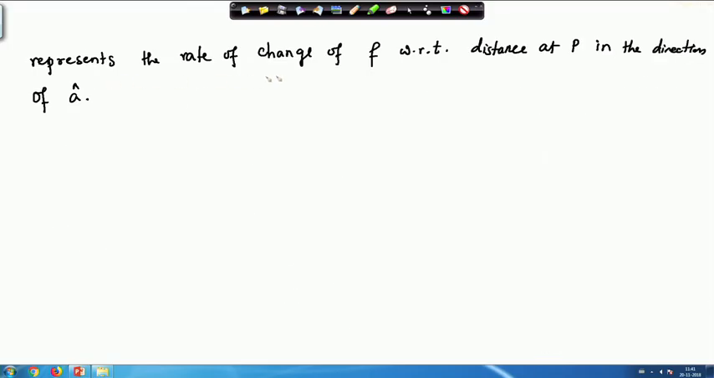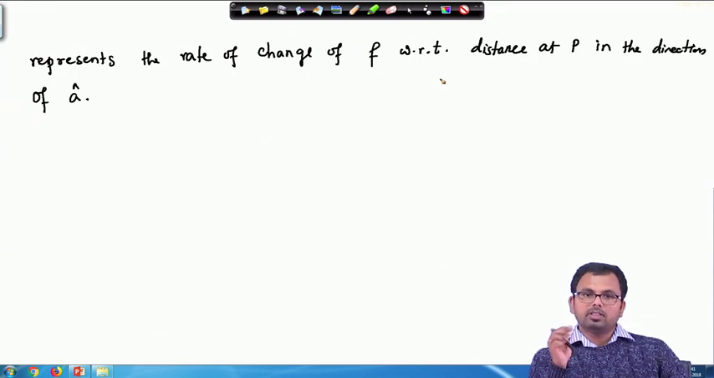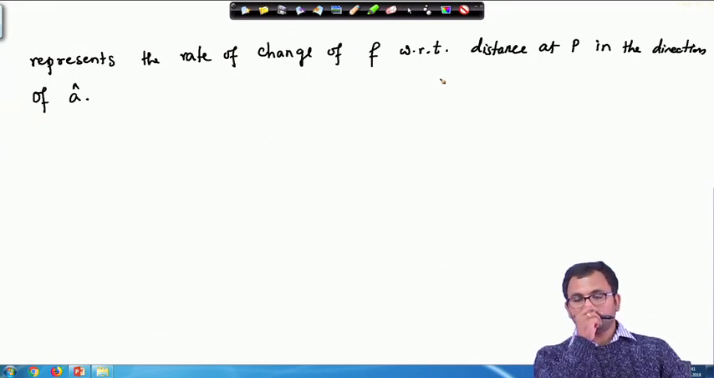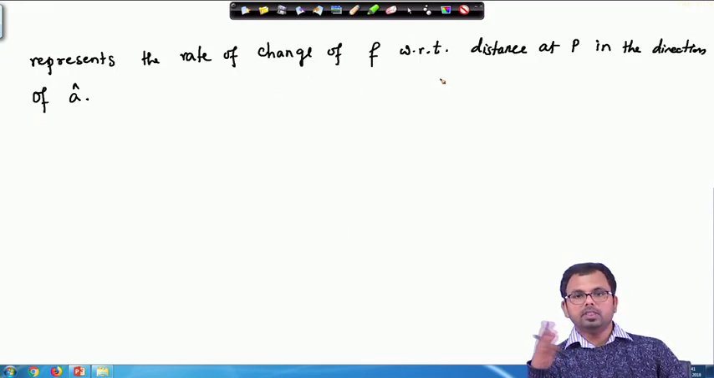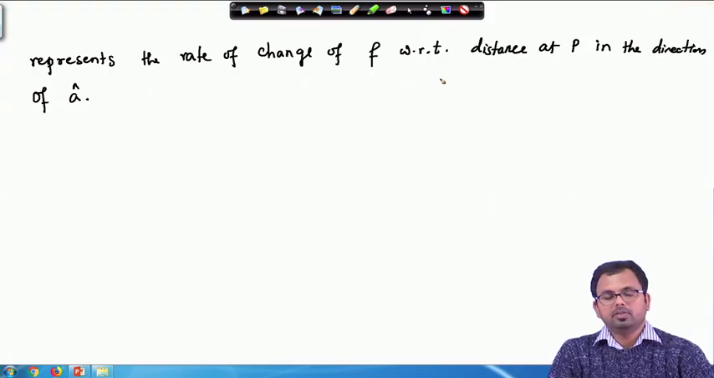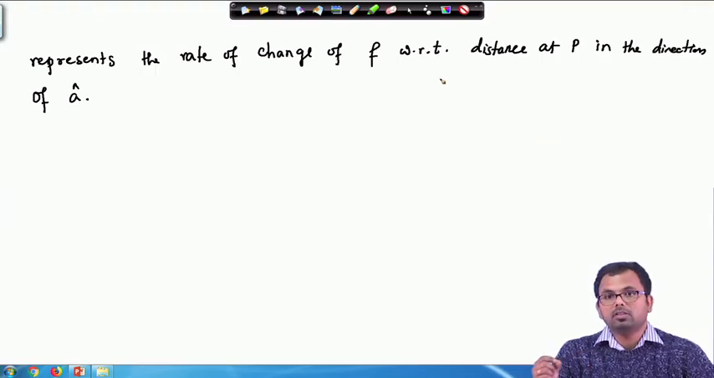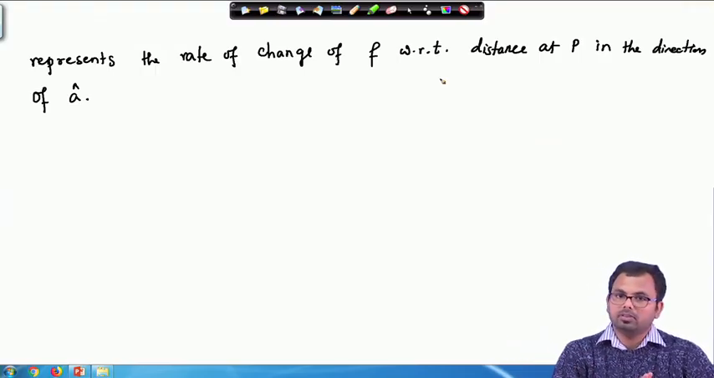So, this represents the rate of change of the function f with respect to distance, or per unit distance, at the point p in the direction of a cap. So, a cap is a unit vector at the point p, and this df ds is denoting our rate of change of the function f. This is what we mean physically by the directional derivative. At a certain point you have a unit vector and you need to calculate the rate of change of that function along that unit vector. That, in simple words, is what it means.